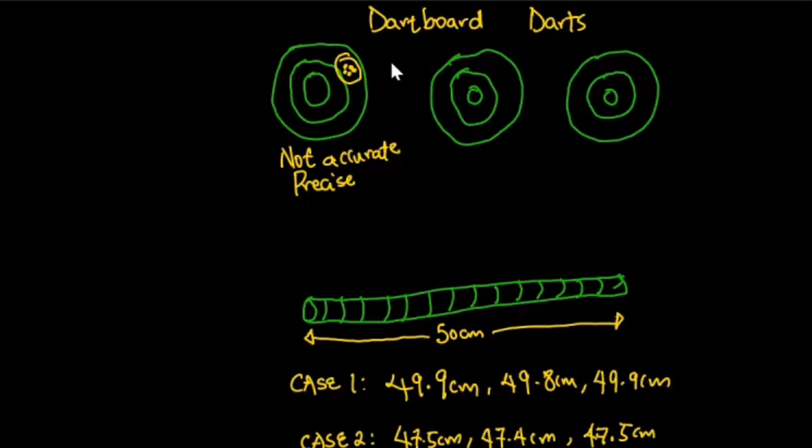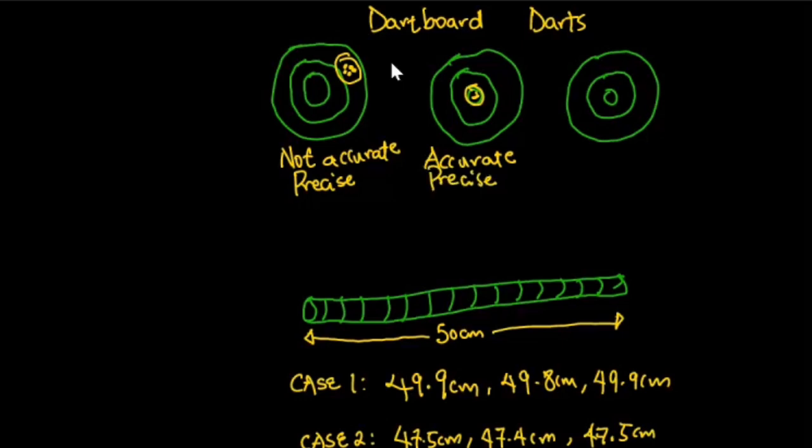So let's take a second case. I threw my 5 darts and the 5 darts all fell in this center portion. Number 1, it got my target, which means that my throw is accurate. So my throw is accurate because it fell on the center portion of my target, and it's also precise because they are all packed together. So it is accurate and precise.